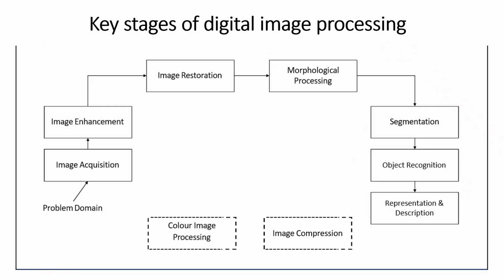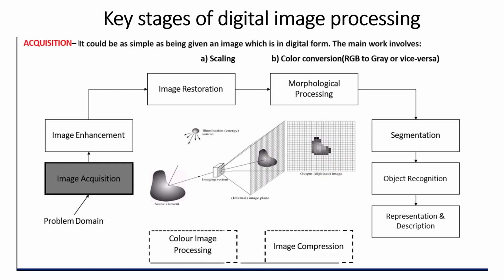This block diagram shows the key stages of digital image processing. Here we can see the problem domain is represented by the image acquisition block. It represents the problem domain, meaning the object of interest that we want to take into further processing. Then comes the image enhancement.